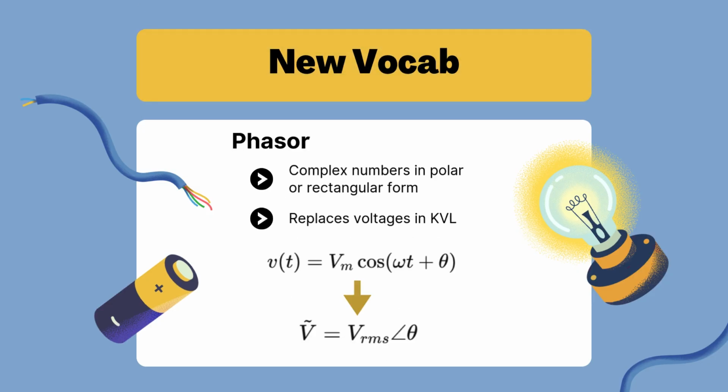A phasor is a complex number representation of a sinusoidal signal, which captures both its amplitude and its phase. Phasors are used because AC voltages are often not in phase with each other. This makes it easier to analyze circuits using techniques such as KVL.